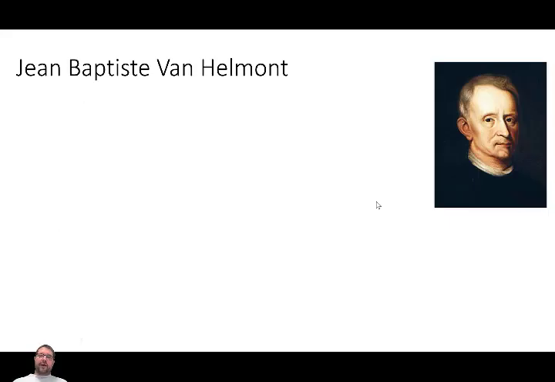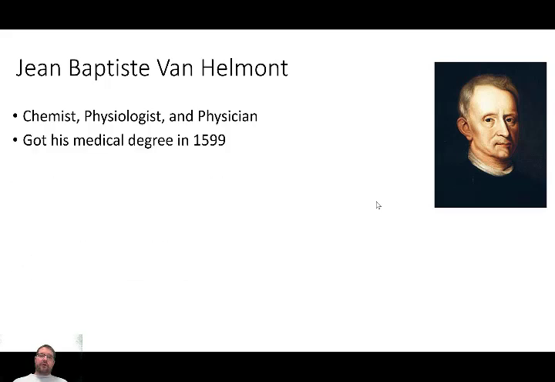Jean-Baptiste van Helmont. You also might see his name as John, Jonah. There's lots of different ways to spell his name, ways to say his name, but he was a chemist, a physiologist, and a physician. And so he got his medical degree in 1599, and then he got his doctorate in medicine in 1605.